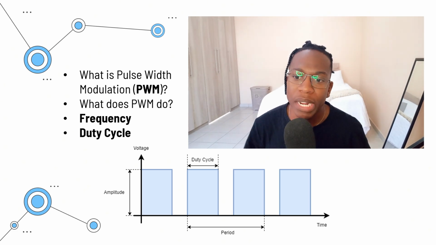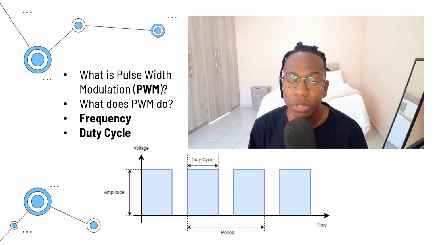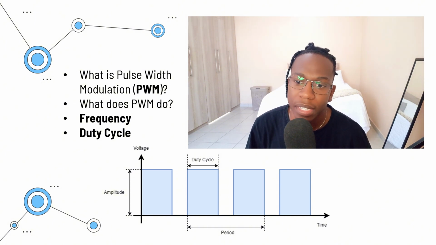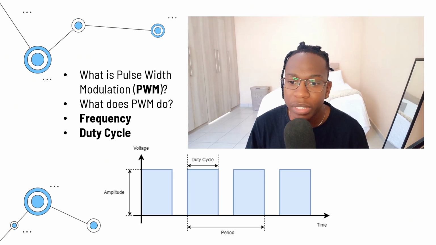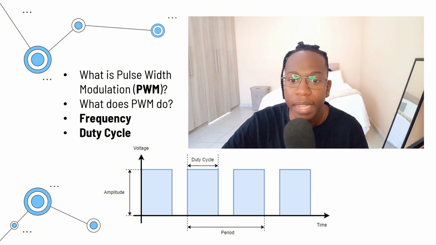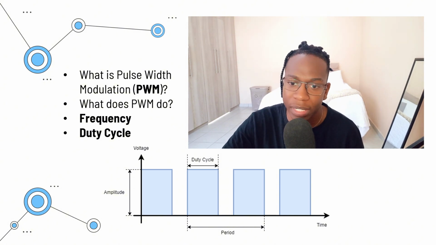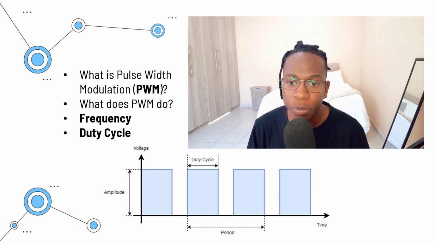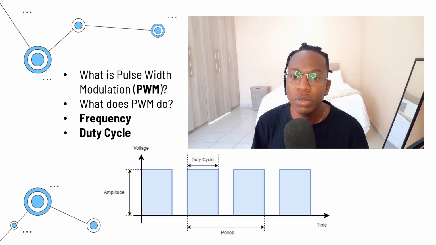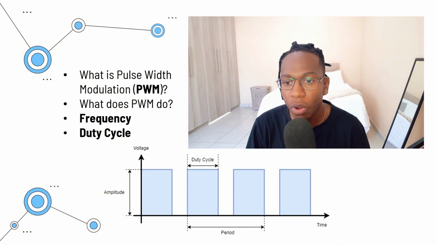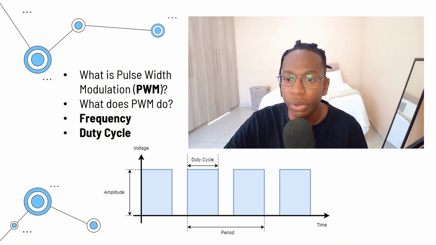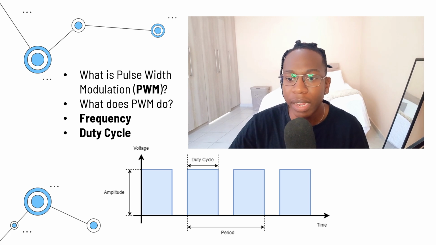For example, if your PWM signal was alternating between a magnitude of 3.3 volts and 0 volts, if you set the duty cycle to 50%, then the average output analog voltage would be 50% of 3.3 volts, which is 1.65 volts. And if the duty cycle was set to 75%, then the average output analog voltage would be 2.475 volts. So in conclusion, the frequency controls how fast the PWM signal cycles between the on and off state, and the duty cycle controls how long the signal stays on during each cycle, effectively affecting the average output voltage.